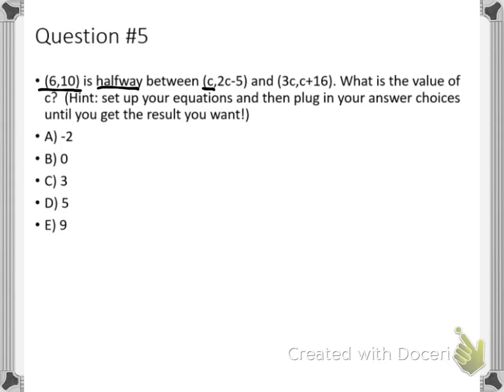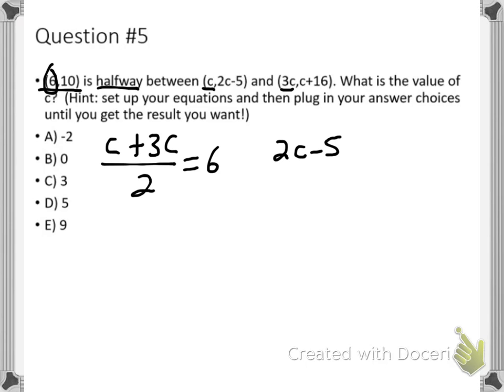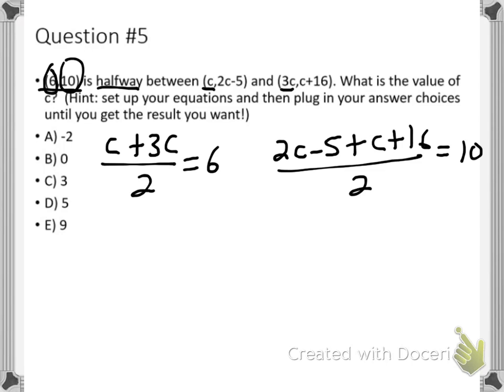So we're going to add these two x values together. C plus 3C divided by 2 is going to have to equal this 6 right here. Now, we also know that if we add the y values, 2C minus 5 plus C plus 16 divided by 2, is going to have to equal the 10, or this number over here. Definitely our first equation is a little easier.